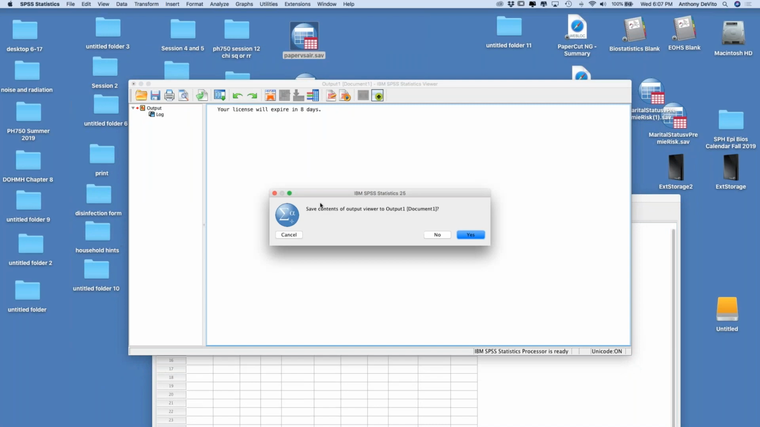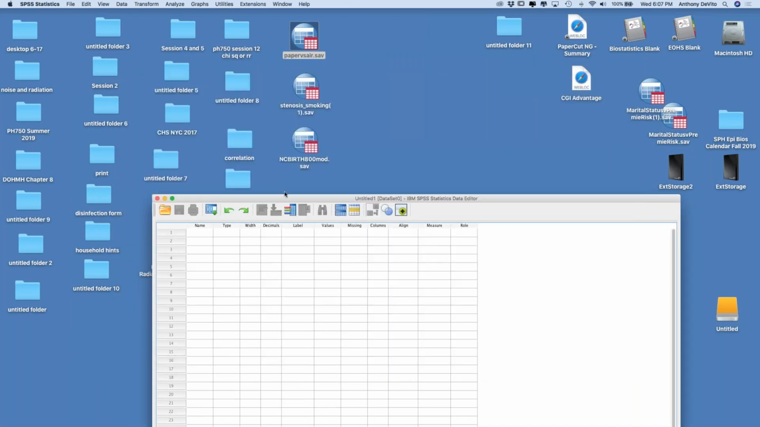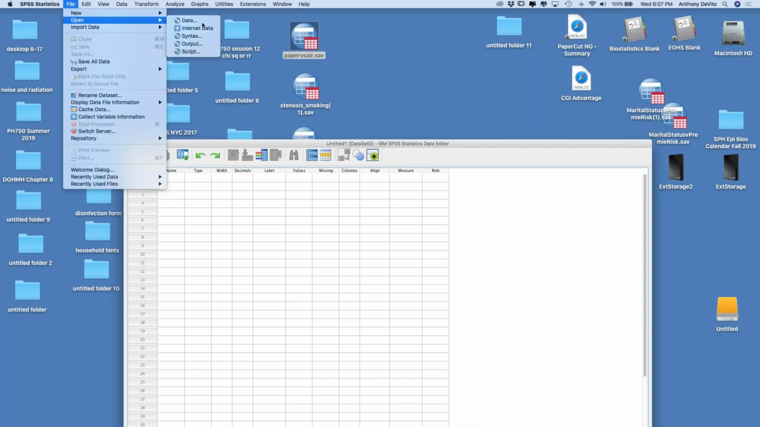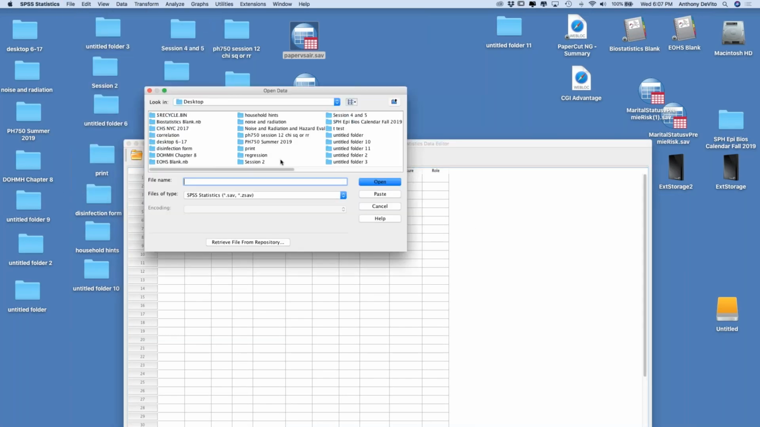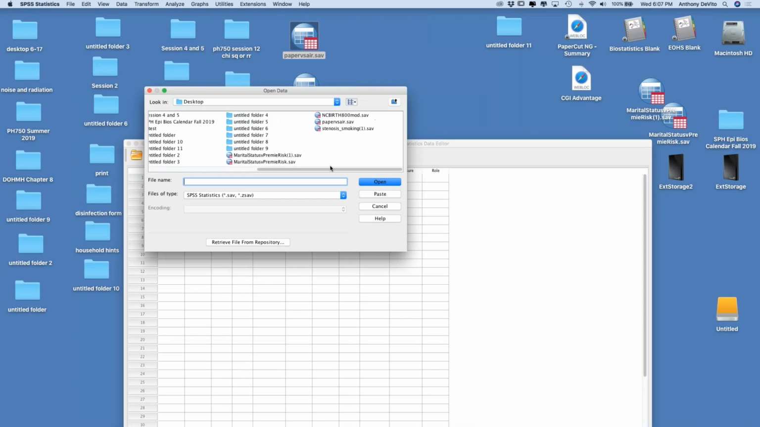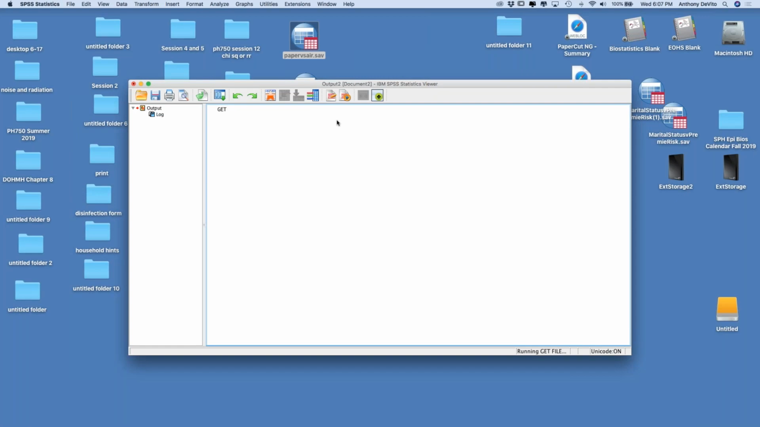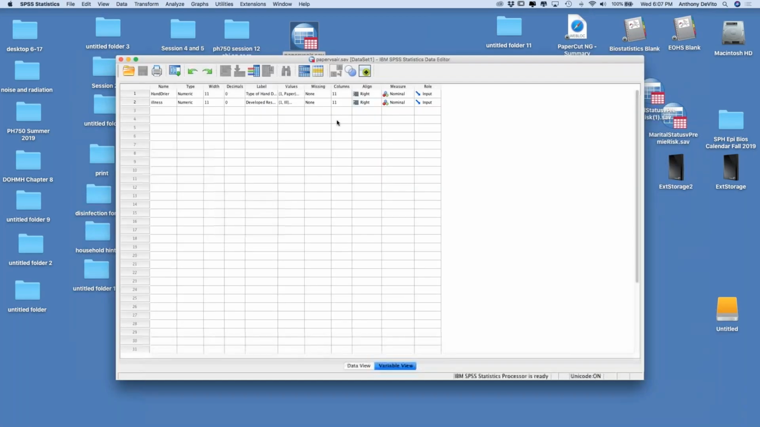Nothing there. I don't need the output window anymore. And I don't know why I don't have any data, so I'll open it from here. Open data, desktop, paper versus air. Okay, worked that time. Okay, so what do I have here?